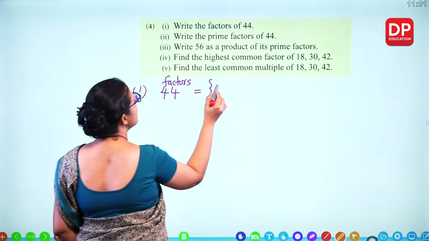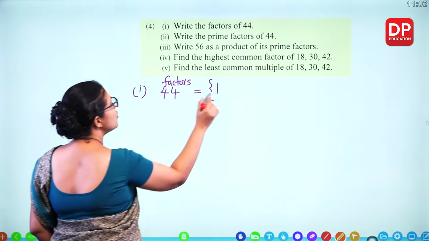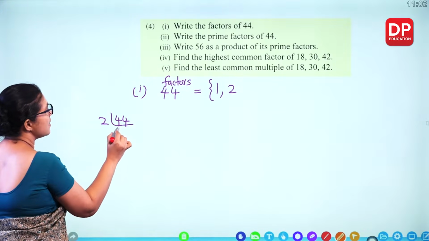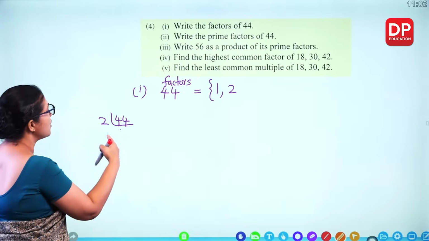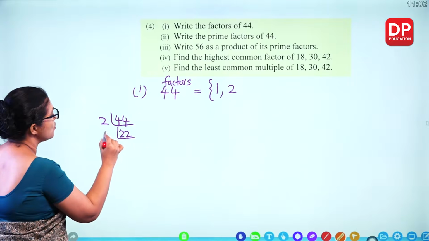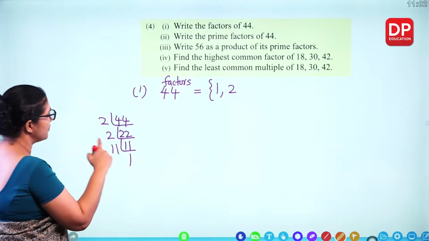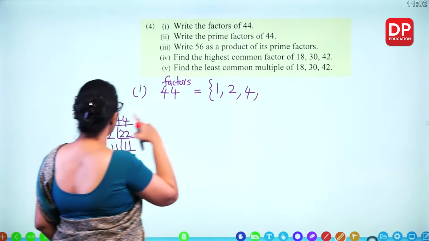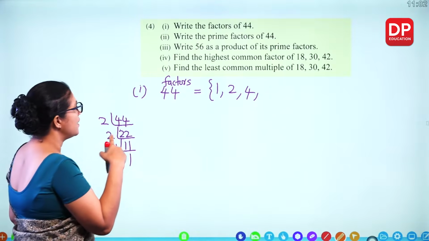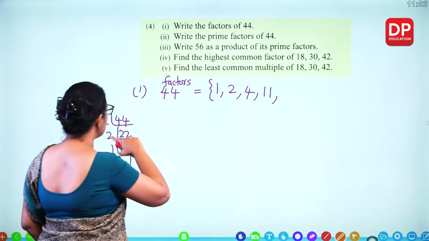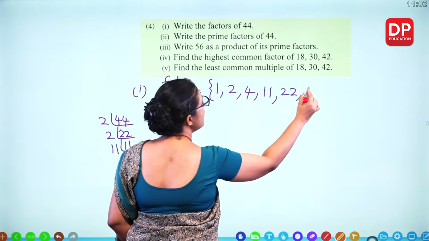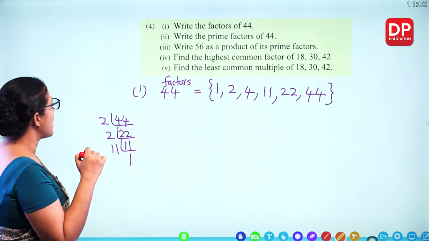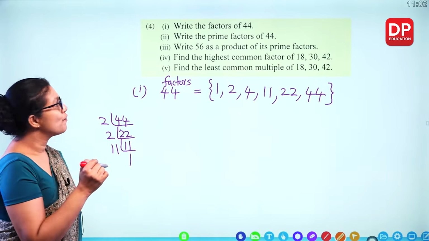You can divide by 1. You can divide by 2. So if you can't figure it out at once, you can see by dividing this one up till you get 1. 2 times 22, 11, 11 times 1. Now here we see 4 times 11. And what else? 11 is there. And 11 times 2, 22. And finally, 44. So those are the factors of 44.